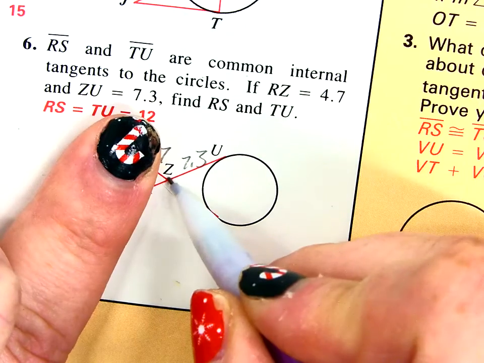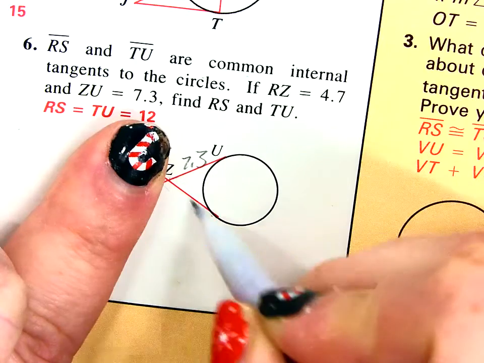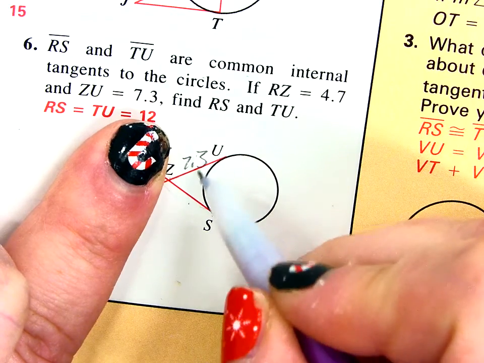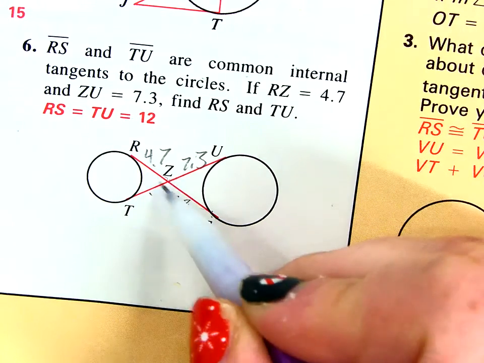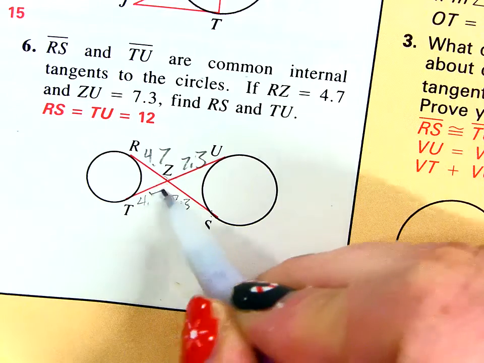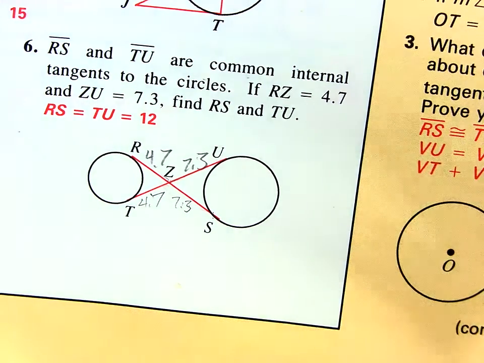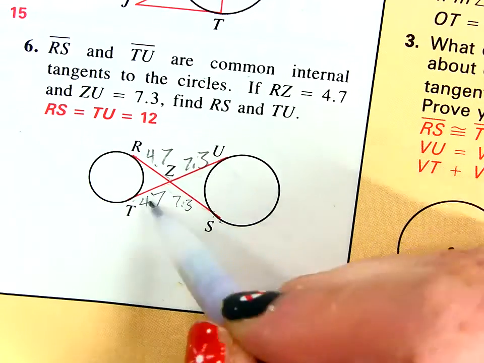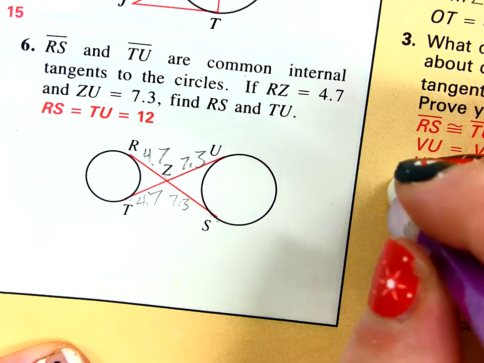That's better. So, from Z to U and from Z to S, these two are tangent to the same circle. So they're equal to each other. So this piece is also 7.3, which means that this piece, if that's 4.7, that's 4.7. Does that make sense? And now, lo and behold, RS and TU both happen to be 12, and they just so happen to be equal to each other. How about that?